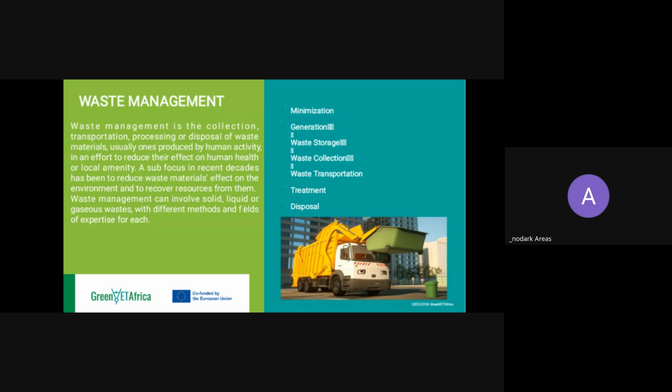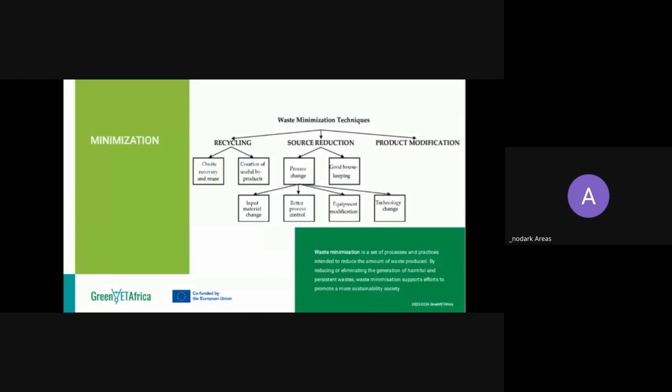Now let's look at some of these things that we've talked about. Let's start with waste minimization techniques. I remember someone started by talking about recycling. Yes, recycling is a very good way to minimize waste, especially the waste that ends up on the landfill. When you recycle, you effectively reduce the waste that ends up on the landfill. So recycling is a good way to minimize waste generation.